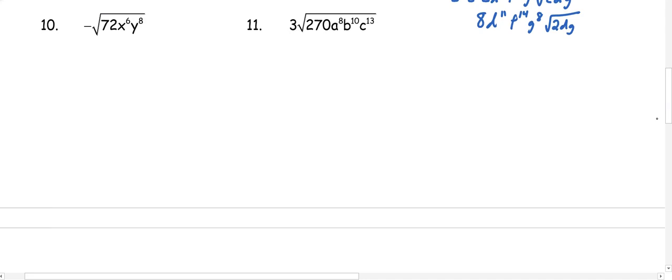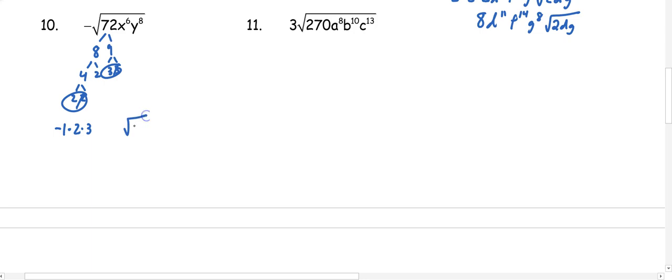Number 10, negative square root of 72, x to the 6th, y to the 8th. So 72 can break down into 8 and 9. 9 breaks down to 3 and 3. 8 breaks down to 2 and 4, 2 and 2. So I have a pair of 2s and a pair of 3s. There's already a negative out front, so we have negative 1 times 2 times 3 with a 2 left under the root.